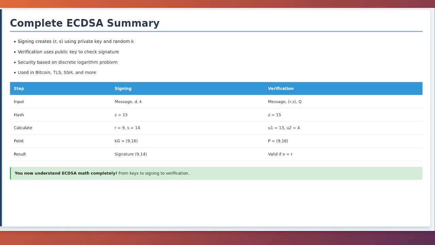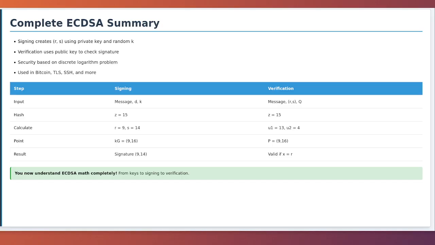For verification, we had the message, the signature, and the public key. We hashed the message to get z equals 15. We calculated s inverse equals 11. Then computed U1 equals z times s inverse equals 13 and U2 equals r times s inverse equals 4. We calculated the point P equals U1 times G plus U2 times Q equals the point 9, 16. The x-coordinate of P is 9, which matches r equals 9, so the signature is valid.